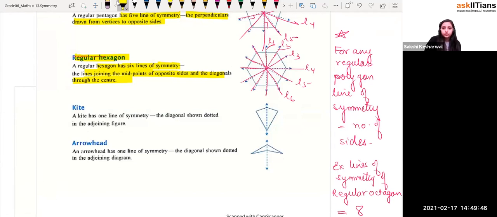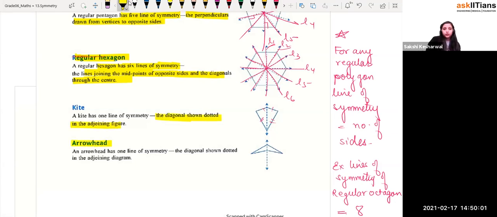A kite means what? This side is equal to this side, and this side is equal to what, beta? This side, right? So you see that there will be only one line of symmetry, which is passing through the diagonal. So it has only what, beta? Diagonal symmetry, right? Symmetry about the diagonal.